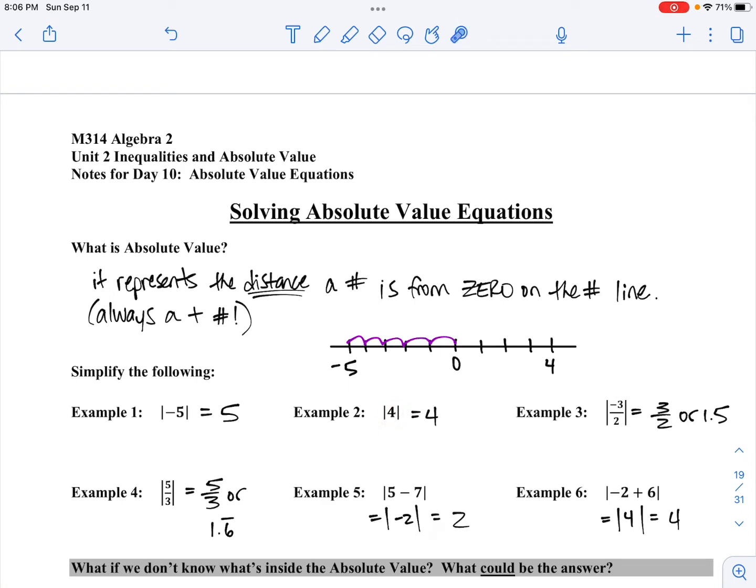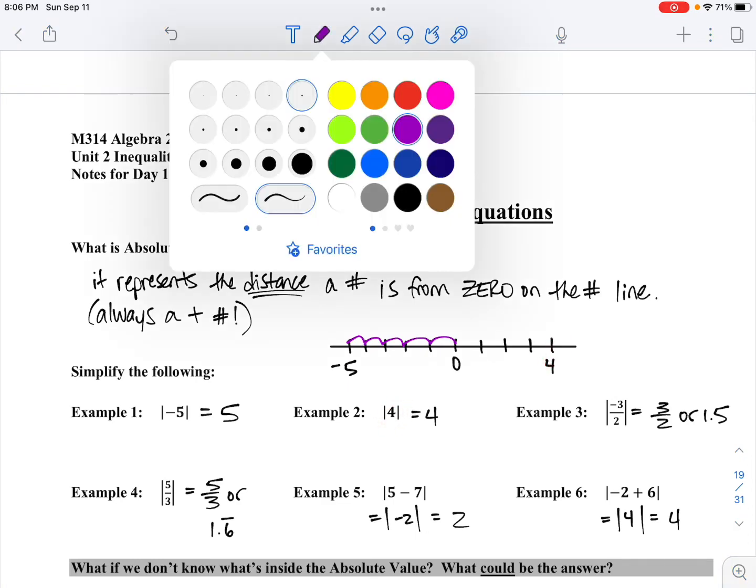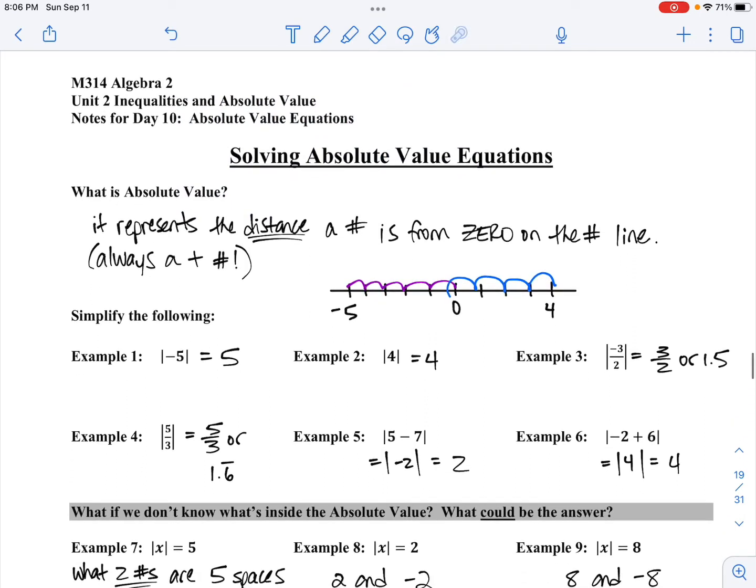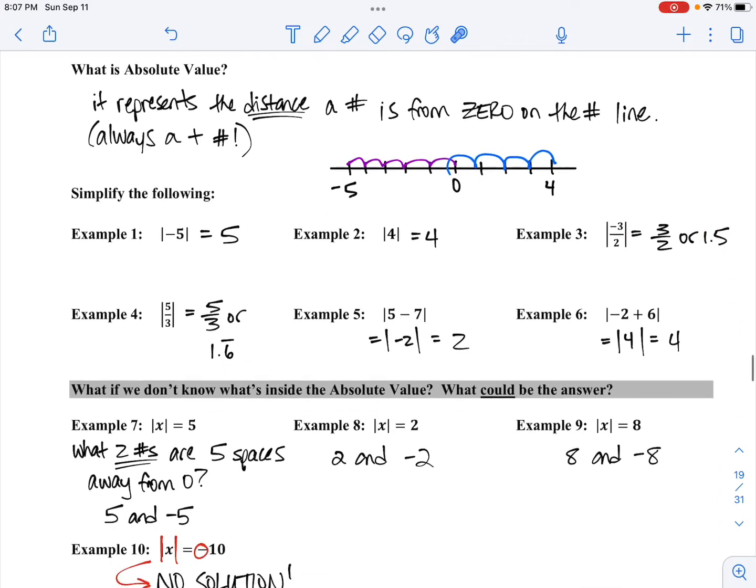Number 2, 4. 4 is right here. How many spaces away from 0 is it? 1, 2, 3, 4. 4 spaces. And so you can copy these down really quickly. The absolute value of a fraction that's negative is the same exact fraction, just positive. And it's okay if you give me decimal answers as well.